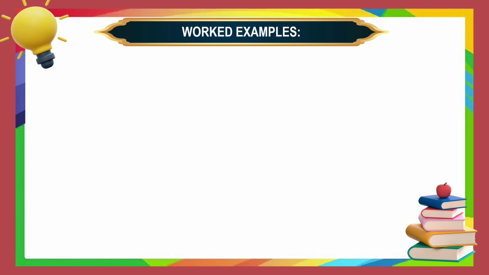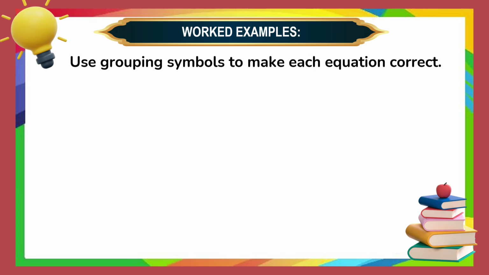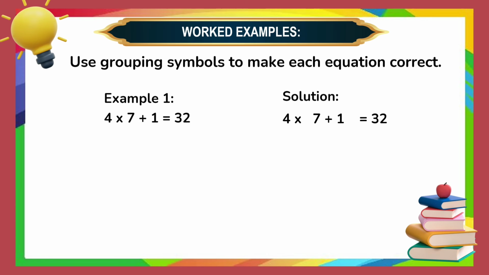So let's work on more examples. This time we are going to group symbols to make its equation correct. Example number 1, 4 times 7 plus 1 equals 32. So which numbers are you going to group in order for you to get 32? Is it 4 times 7 or 7 plus 1?